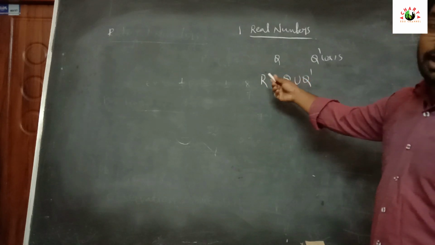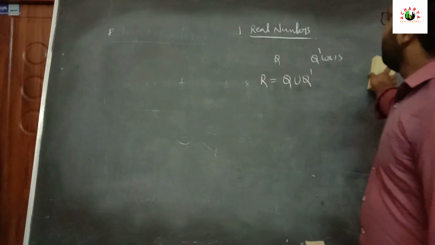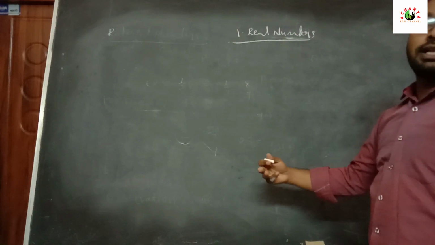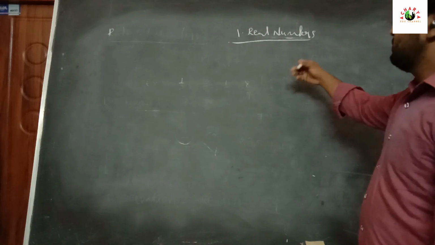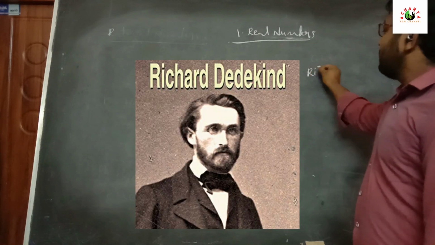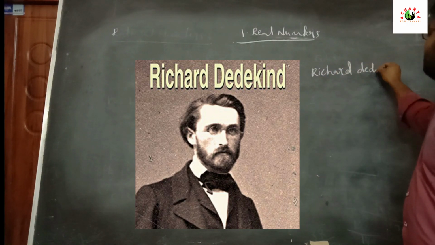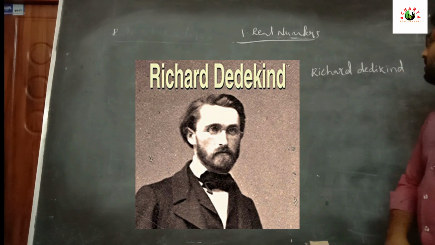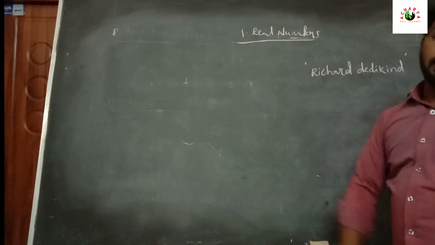Okay. So in our 10th class, the first chapter is real numbers. The first person who defined real numbers is Richard Dedekind. He is the first person to introduce real numbers.